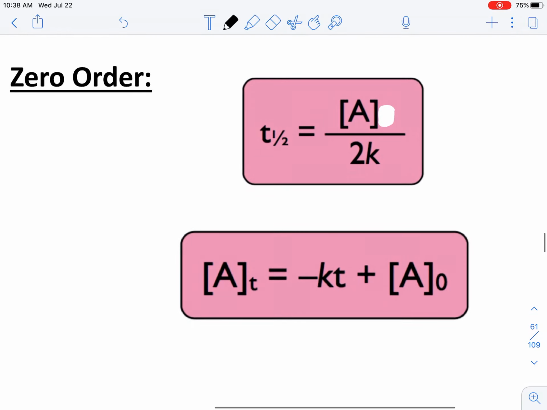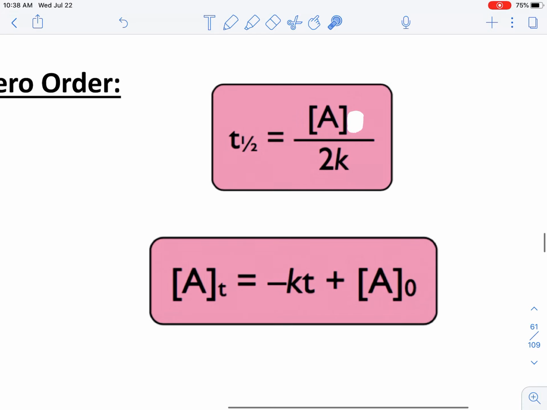All right, so looking at zero order, you have the half-life. And so once again, half-life is expressed in units of time. Concentration is expressed in units of molarity. And k is going to be the rate constant.